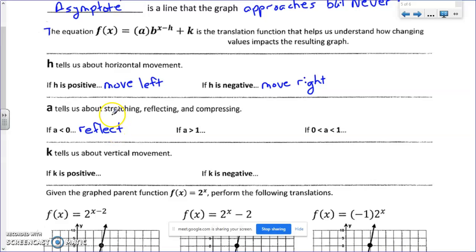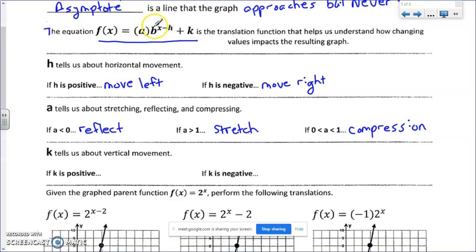So that tells me my reflection. If a is greater than 1, it is a stretch. If it's between 0 and 1, it is a compression. So the same thing. You can love math because it kept these numbers and letters the same, yes? So if you learn this in the quadratic unit, all you have to do is learn the standard form. This is the standard form right here of an exponential function. So you have to know this, okay?